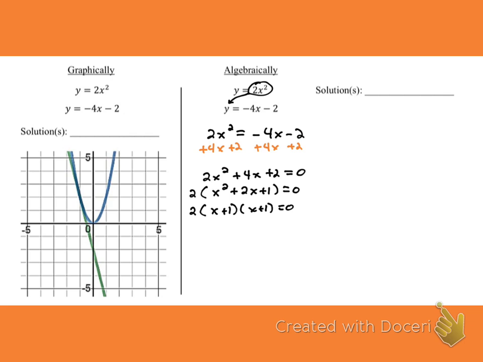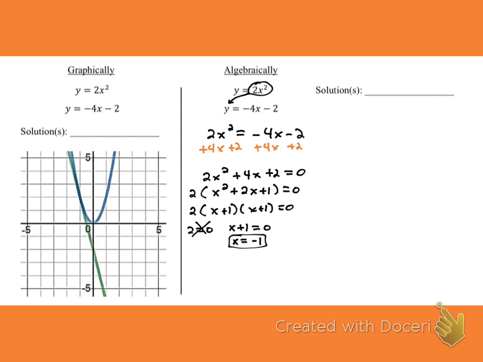So we want to set all the factors equal to 0. You don't need to set x plus 1 equal to 0 twice. Okay, you don't have to do that. And 2 equals 0 is just nothing. So, subtract 1, we get x equals negative 1. Right? So, again, there's only intersection at one point here. So, makes sense, right? There's only one x.